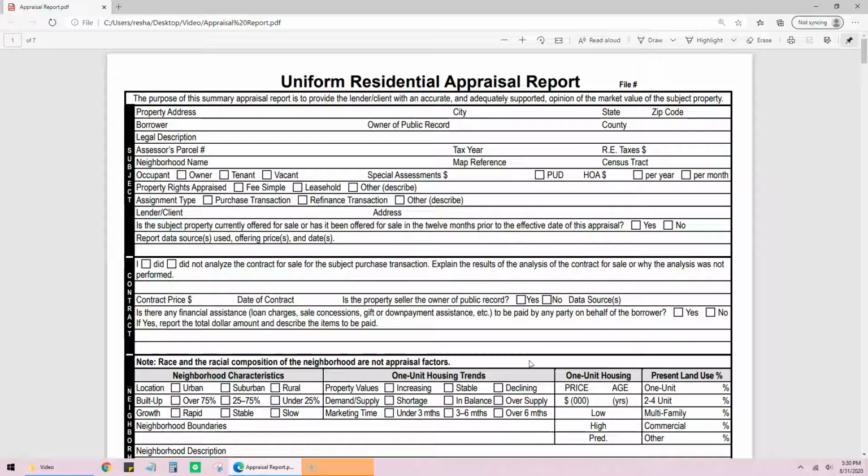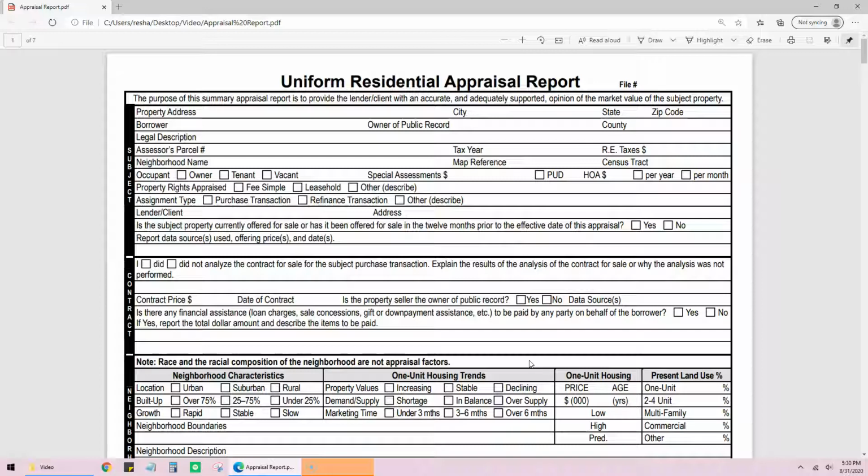So today I want to talk about different aspects of a uniform residential appraisal report. If you're financing a home, you're going to have an appraisal. So this is what it looks like. It's a standard form and the information will vary, of course, from property to property.